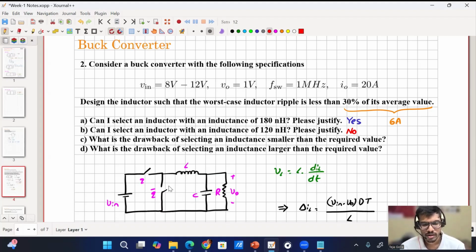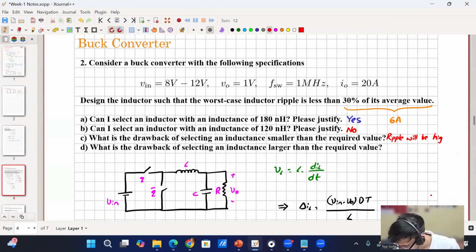If we choose less inductance, the current ripple will be more. Yes, very good, that's the correct answer. Ripple will be more. And what if we choose a much larger value? Less current ripple. Yes, but there is a drawback. I am fine with the lesser current ripple, but what is wrong with choosing a much higher value?